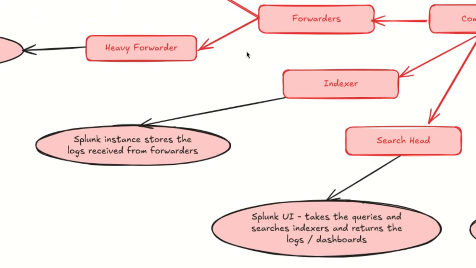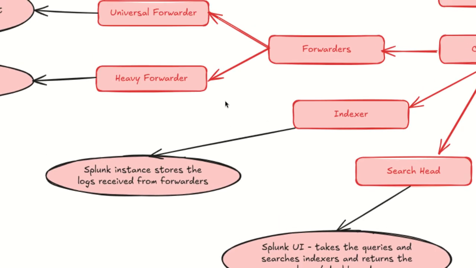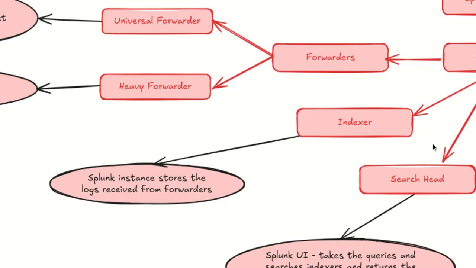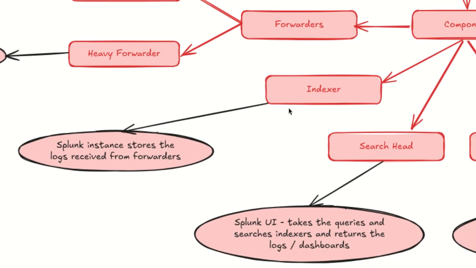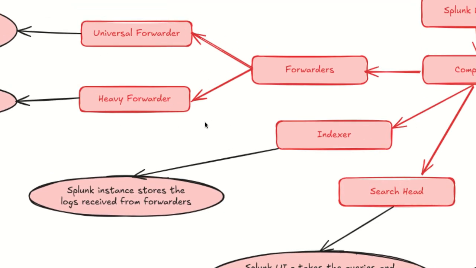Now speaking about the indexer, the indexer is a component of Splunk which receives the logs from either the universal forwarder or the heavy forwarder. Once the logs are received, it parses and normalizes the logs and stores them in the databases. Every time you configure a universal or heavy forwarder, you have to specify the index where these logs need to be ingested, right? So you will be creating different indexes. Indexes are nothing but databases where Splunk stores the data which is received from the various universal forwarders and heavy forwarders.